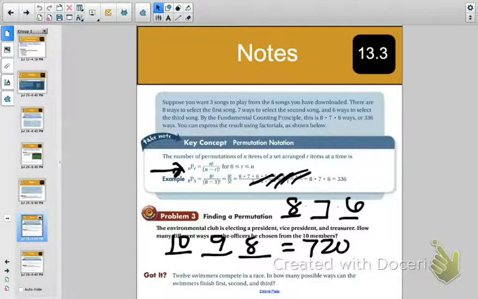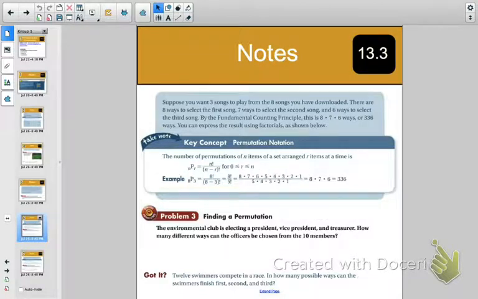Next one, 12 swimmers compete in a race. In how many possible ways can the swimmers finish first, second, and third? So same thing, 12 times 11 times 10. First, second, and third. In that case, order does matter because first is much different than second or third.